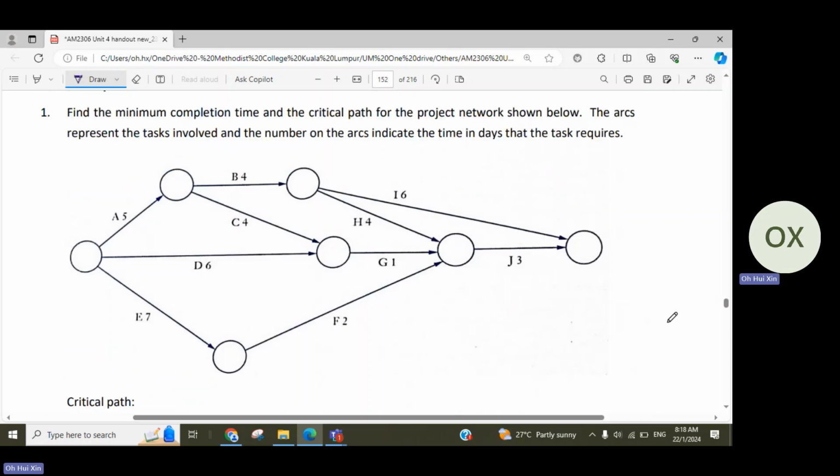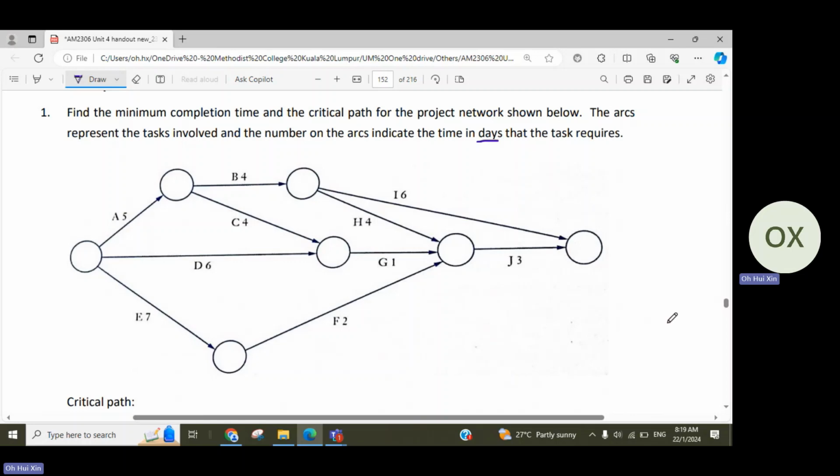Okay, so the arcs represent the tasks involved, and the numbers on the arcs indicate the time in days the task requires. Remember it's similar to your maximum flow and also your minimum spanning tree. So always be mindful of what unit is given. Whenever you give your minimum completion time, you should give it with the right unit, because 5 days versus 5 minutes are very different things, right? So remember to put in the unit.